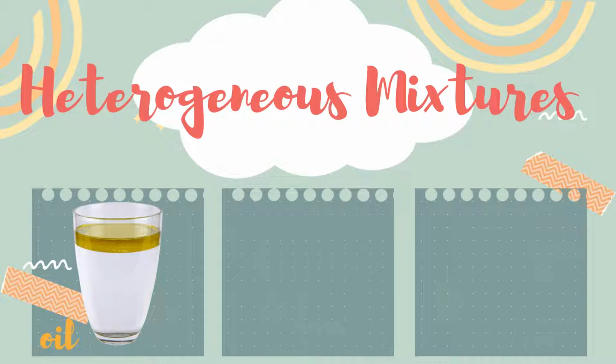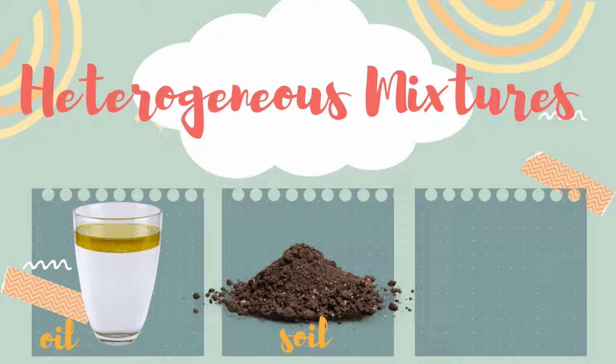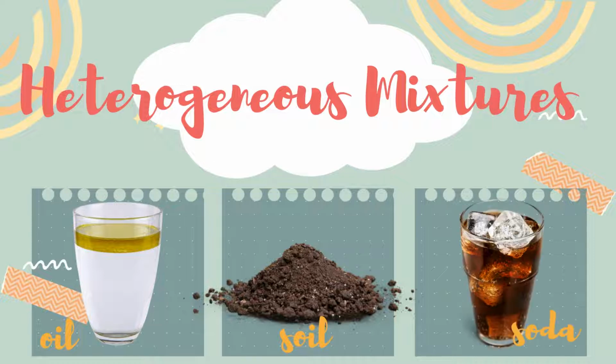Oil and water. These are called immiscible liquids, meaning they do not mix together. They form layers. Another example is soil. It combines many different components which are not uniform, such as stone, clay, decaying plant material, and even living things. And the last one is soda. This is also considered a heterogeneous mixture. It contains water, sugar, and carbon dioxide, which forms bubbles. Can you give other examples of heterogeneous mixtures?